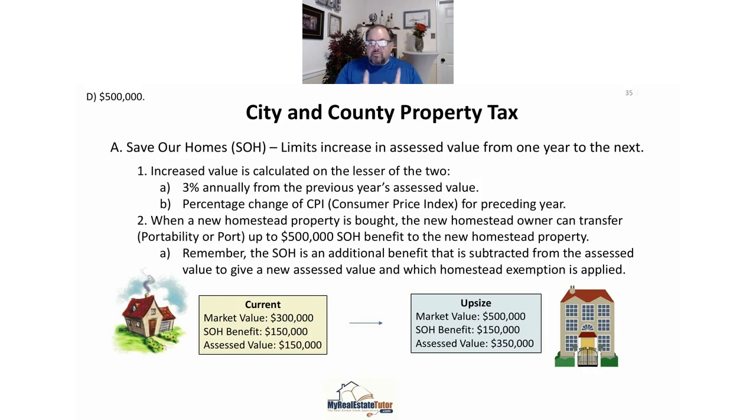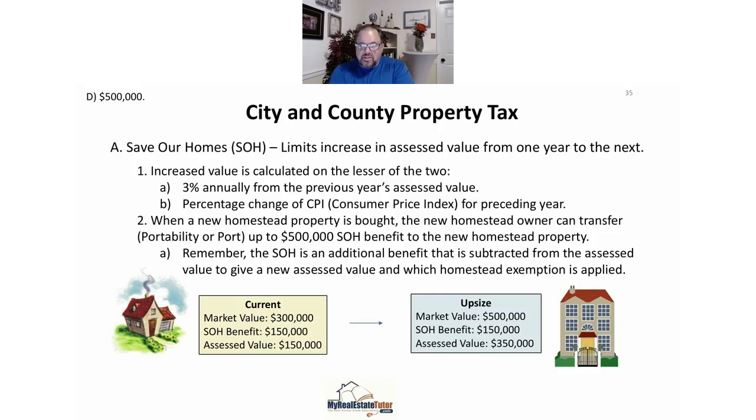Now remember, the Save Our Home is an additional benefit that's subtracted from the assessed value to give a new assessed value to which the homestead exemption is applied. So the maximum that can be ported or transferred would be $500,000. In the example below, look at the smaller house, and let's say they wanted to upsize to a bigger home, the home on the right. These are made-up numbers, so don't panic about where I got them. Say the market value is $300,000 and the Save Our Home benefit is $150,000. Remember, the maximum is $500,000, and the assessed value is $150,000.